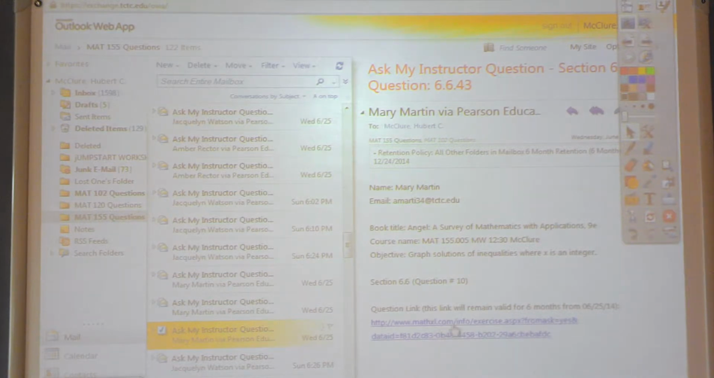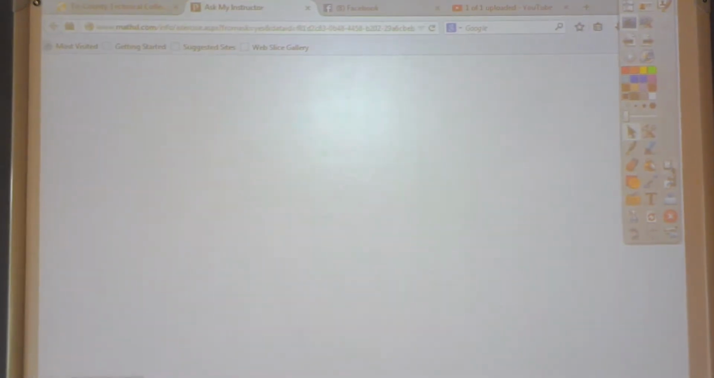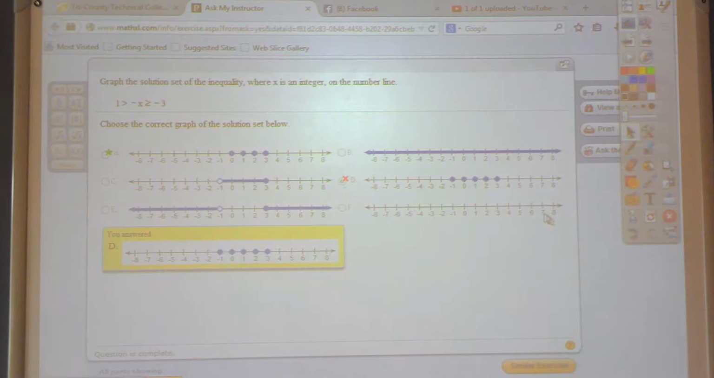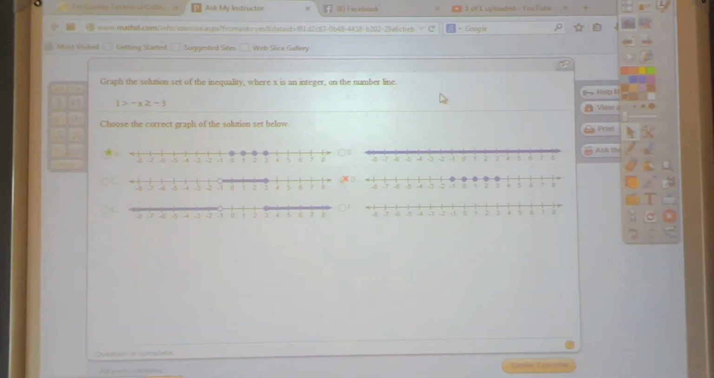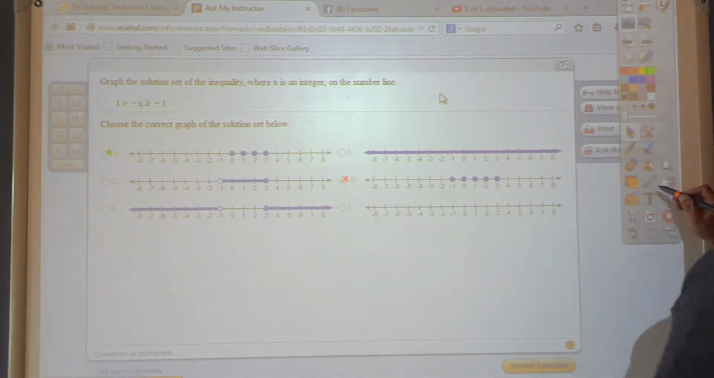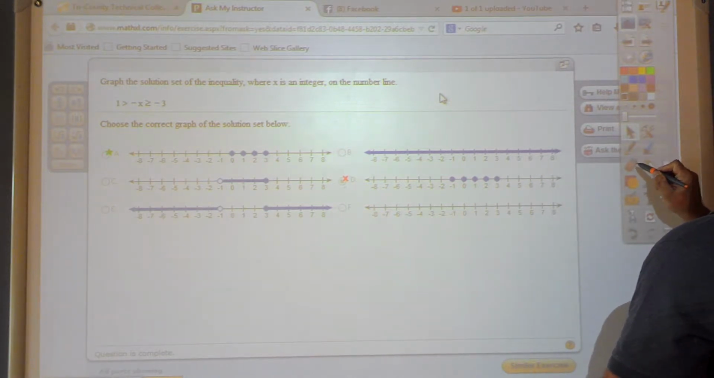Alright, 43/10. And this is it. Now, there's two things on this problem that you've got to remember. One is highlight this word: integer. Highlight that. Very important. In fact, I'm going to highlight it red. And when I highlight something red, that means you need to highlight it because it's going to get you on the test.